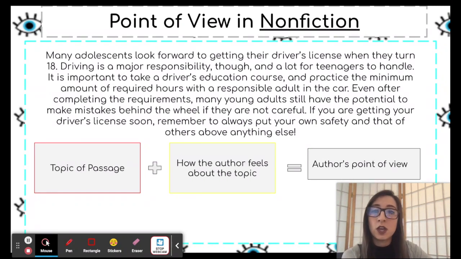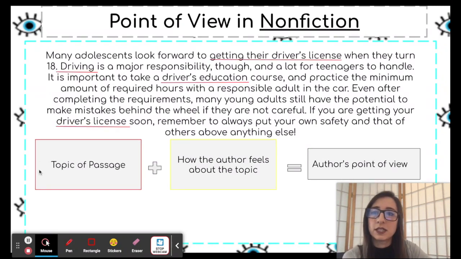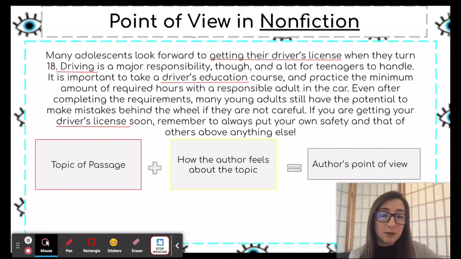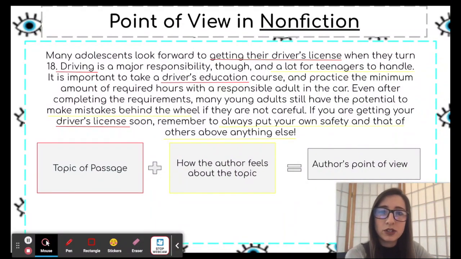You can see I outlined in red the topic of the passage, and here are my clues. There was no title, but we could see the same idea repeating. It is all about adolescents getting their driver's license. I see this phrase, driving, a driver's education course, driver's license, etc. So the same idea repeats multiple times. That gave me a major clue what the passage is about. Now here's the tricky part.